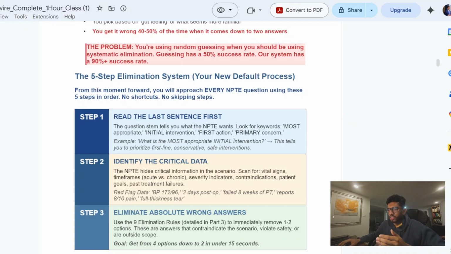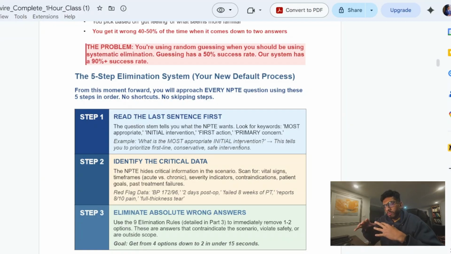Example: what is the most appropriate initial intervention? This tells you to prioritize the first-line, conservative and safe intervention. When you think about the initial intervention, you're thinking about the safest. So when you think about NPT, this is a basic, entry-level exam, and here you need to look into the safest option, not the flashiest option, but the safest option.